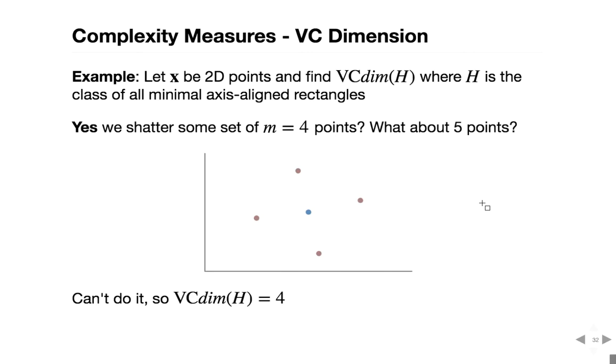So what does that mean? That means that we can't do 5, but we could do 4, so that means the VC dimension of the set of axis-aligned rectangles is 4.